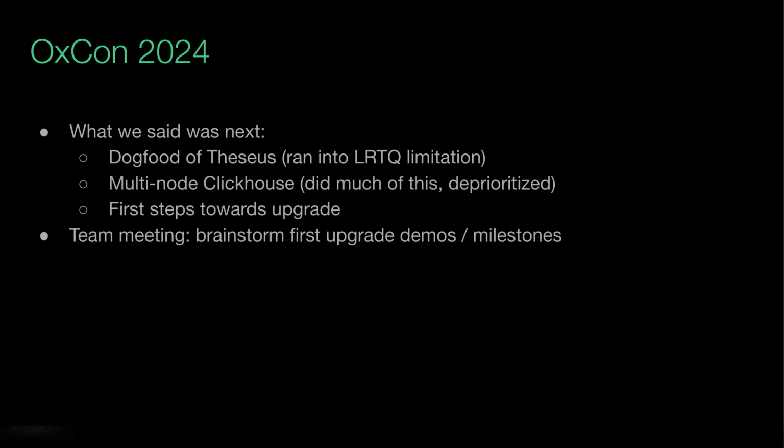And then what we said we were going to do is the first steps towards upgrade. And we had a big team meeting back in Burroughs where we said, okay, we built all these pieces for add and expungement. How are we going to actually start doing upgrade? What are the first demos we're going to be able to do?